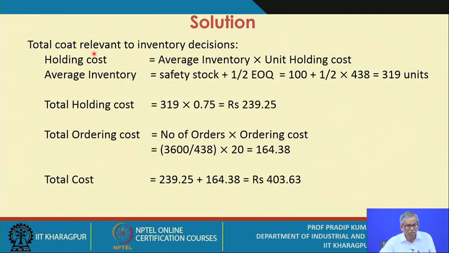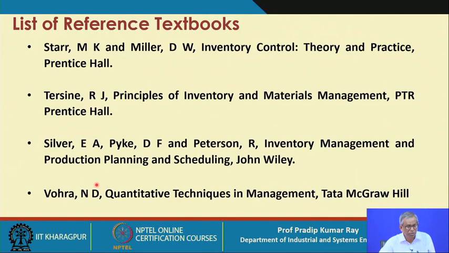So the total cost relevant to inventory decisions, the holding cost, average inventory into holding cost. So the average inventory you can calculate, the total holding cost also you can calculate, total ordering cost also you can calculate. Is it okay? That means the total number of orders into the ordering cost per order. Is it okay? And the total cost just you add, so you can also calculate 239 total holding cost and total ordering cost. If you add them, you get the total cost. So these are the text references.